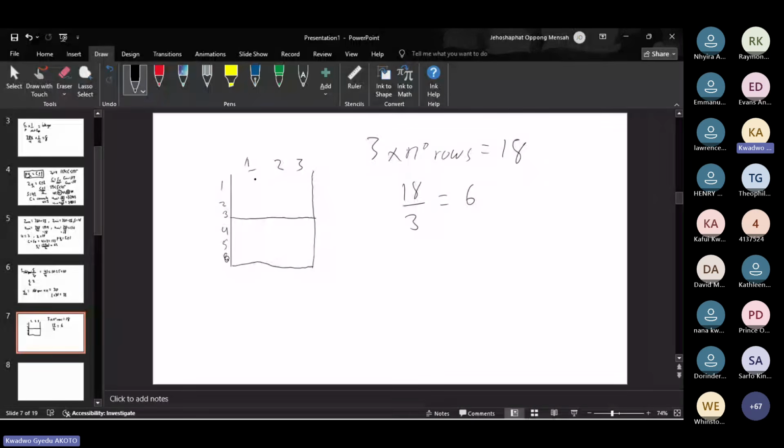Okay. So then if we have 6 rows, 3 layers, 6 rows, 3 columns, then we are going to have conductor 1, 2, 3, 1, 2, 3, 1, 2, 3. And then we are going to have the same in the bottom layer. 1, 2, 3, 1, 2, 3, 1, 2, 3. Right?